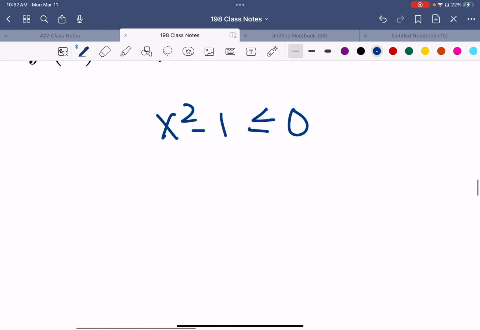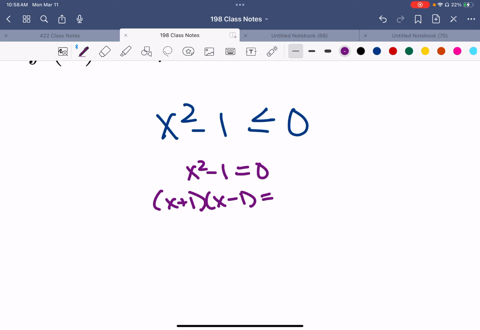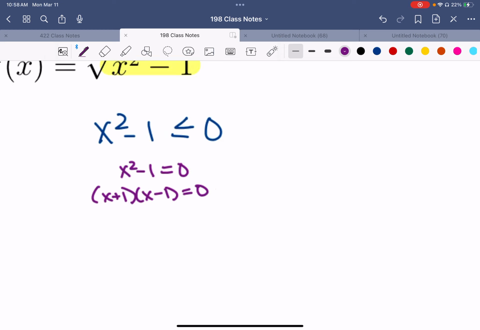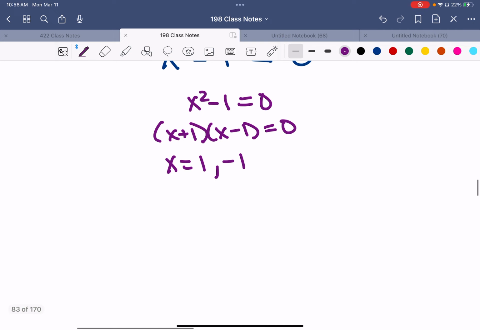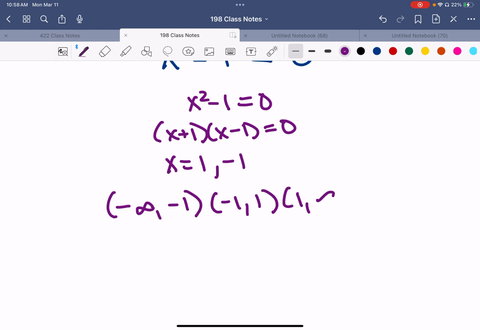Now because this is a quadratic inequality, I've got to do this a little bit differently. Let's take that and set it equal to 0. I'm going to factor that as x plus 1, x minus 1. You could also add the 1 to the other side and take the square root. Don't forget your plus minus. That gives me 2 solutions, x equals 1 and negative 1. That's going to break up my interval from negative infinity to infinity at 3 places: negative infinity to negative 1, negative 1 to 1, and 1 to infinity. So I have 3 sections of my graph.